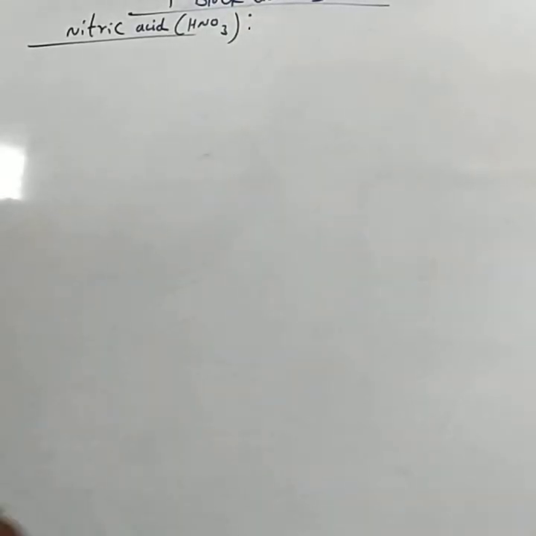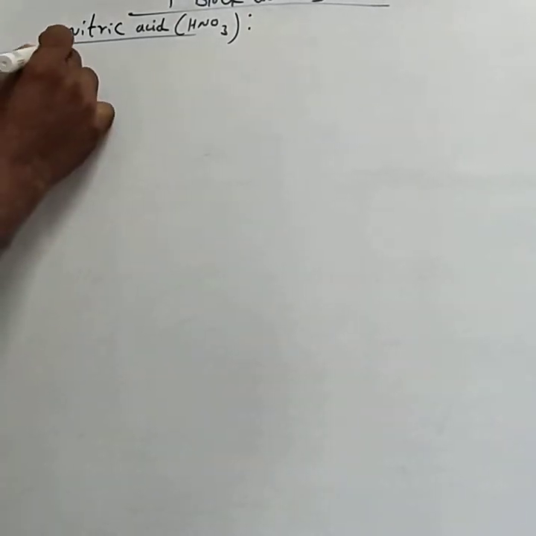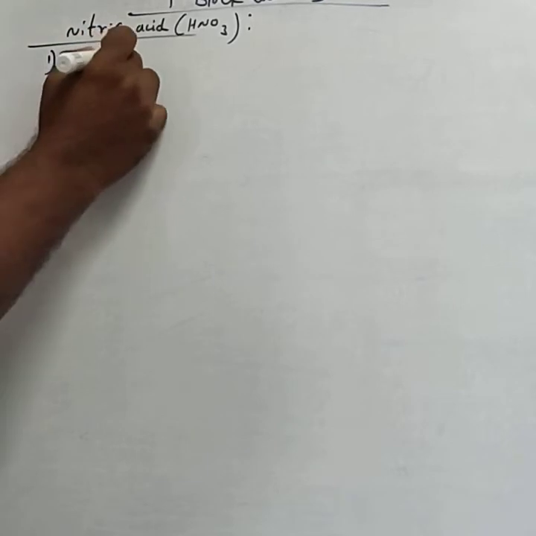Hi students, in the last class we discussed ammonia, its preparation and its properties. The next important compound of nitrogen is nitric acid. Nitric acid formula is HNO3. Consider first the preparation. The first method is the lab method.